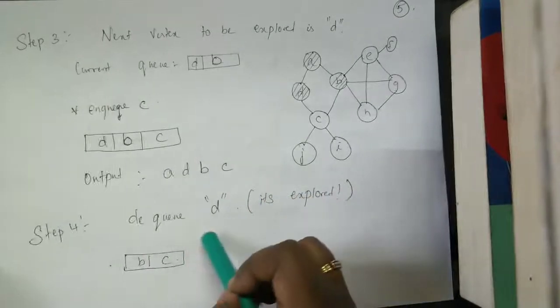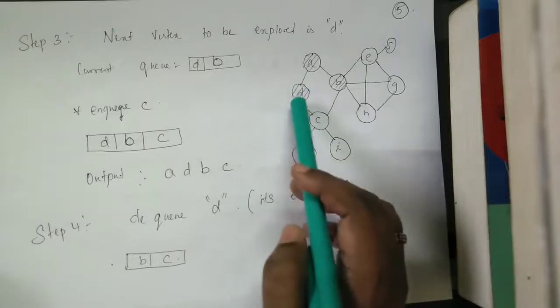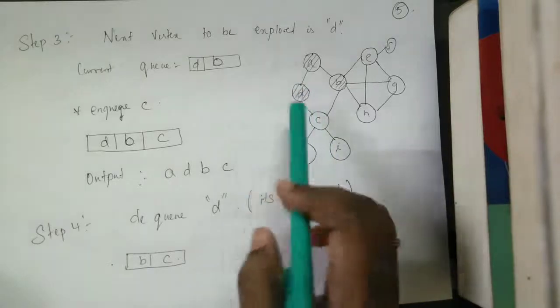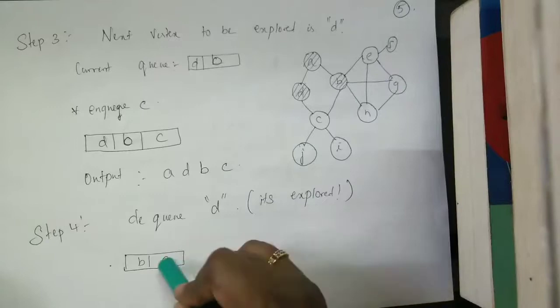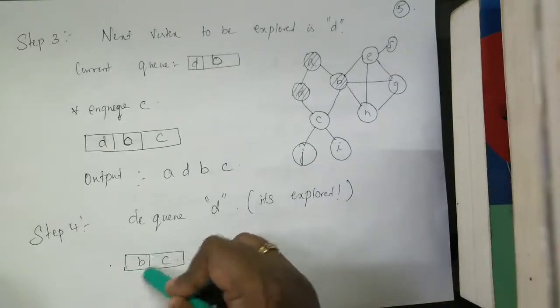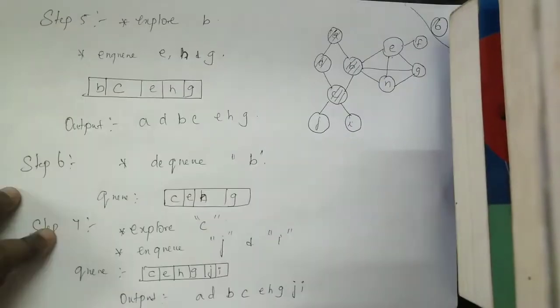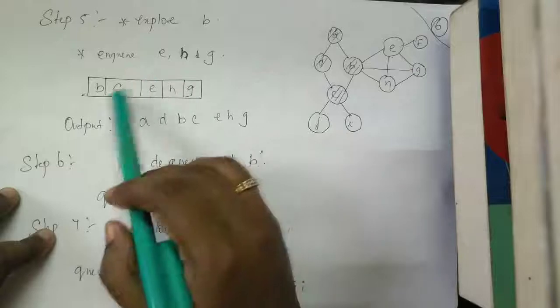Now in step 4, we are done with D. All its adjacent vertices are visited and done, so we can DQ D. Now the queue has only B and C. Now the next step, we will be exploring vertex B.